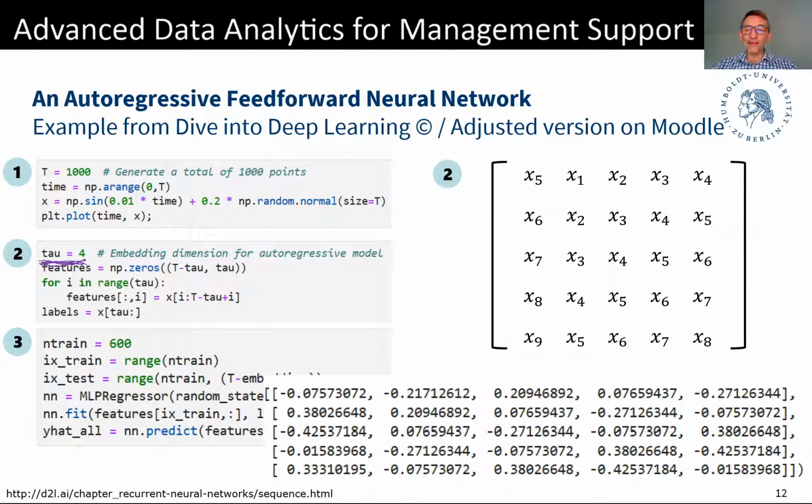I call it the embedding dimension for the auto-regressive model. That's certainly a big term, embedding dimension. If that doesn't ring a bell, no worries, we're going to get there. It's just the window of dependence. That's much more intuitive, this terminology. It's my window of dependence. And then in this little loop here, for i in range tau, I'm creating my feature matrix and my labels.